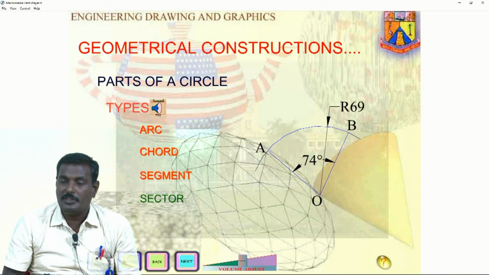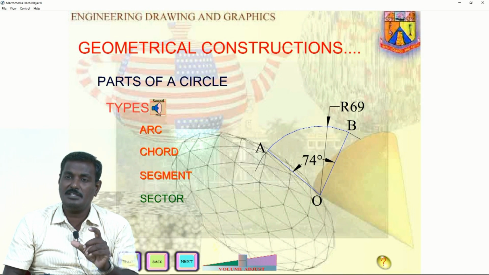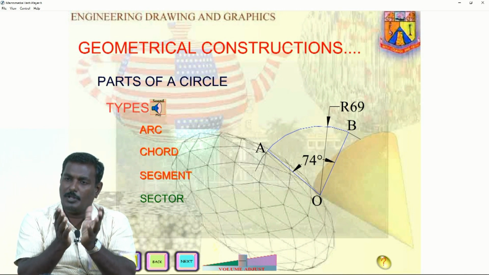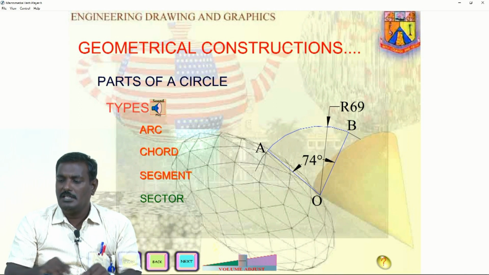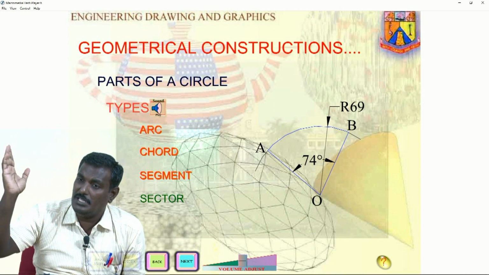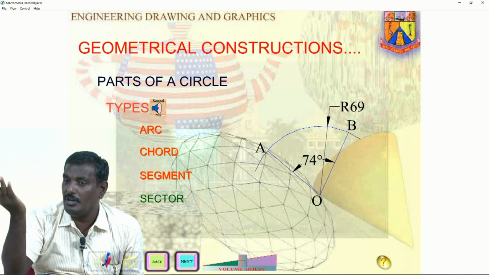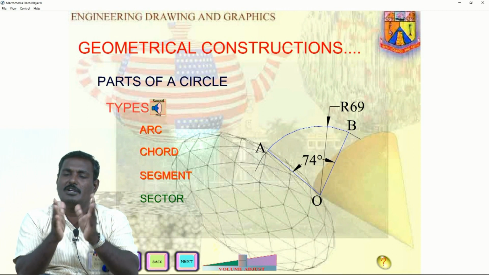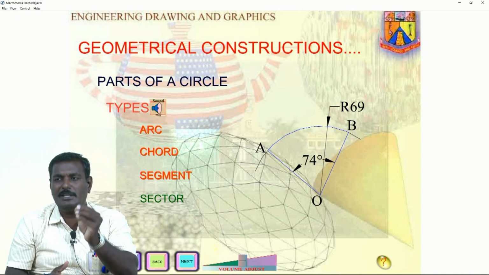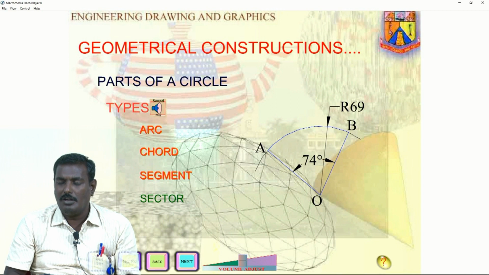Then the sector represents the part of the circle with respect to the center point. From the center point to the endpoints of the arc, the total portion from the center point to the endpoints of the arc is nothing but the sector. So, you have to learn the terms.